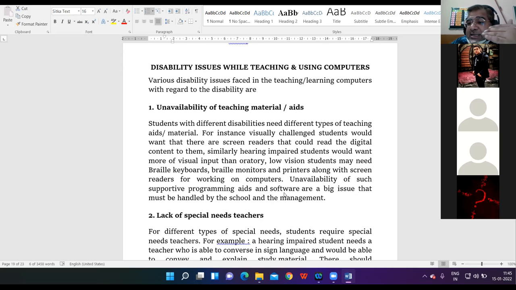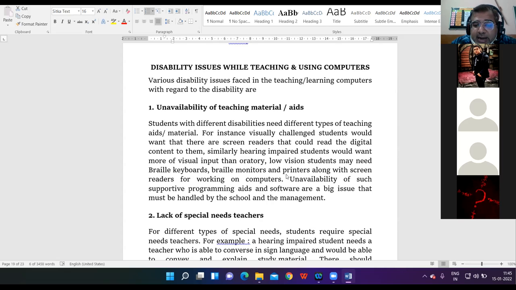Ab different students ki, different disabled students ki, different problems hai. Jisko hearing ki problem hai, kisi ko vision ki problem hai, kisi ko bolne ki problem hai. Accordingly, school must provide all the necessary resources to solve the problem of every child. And when these problems are not solved, when these resources are not provided, that results into some big issues.